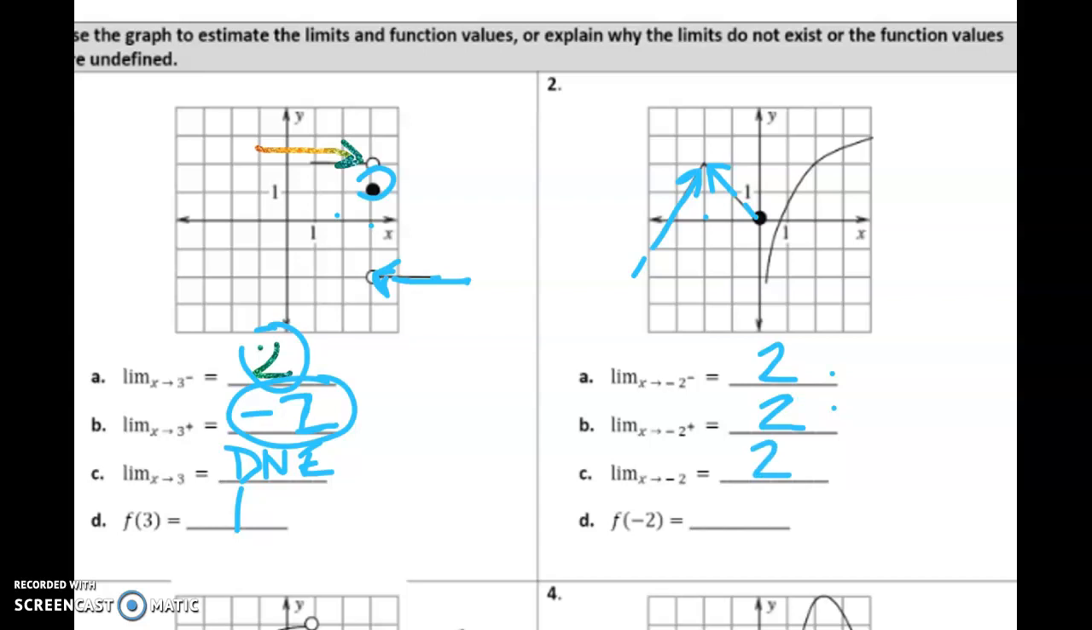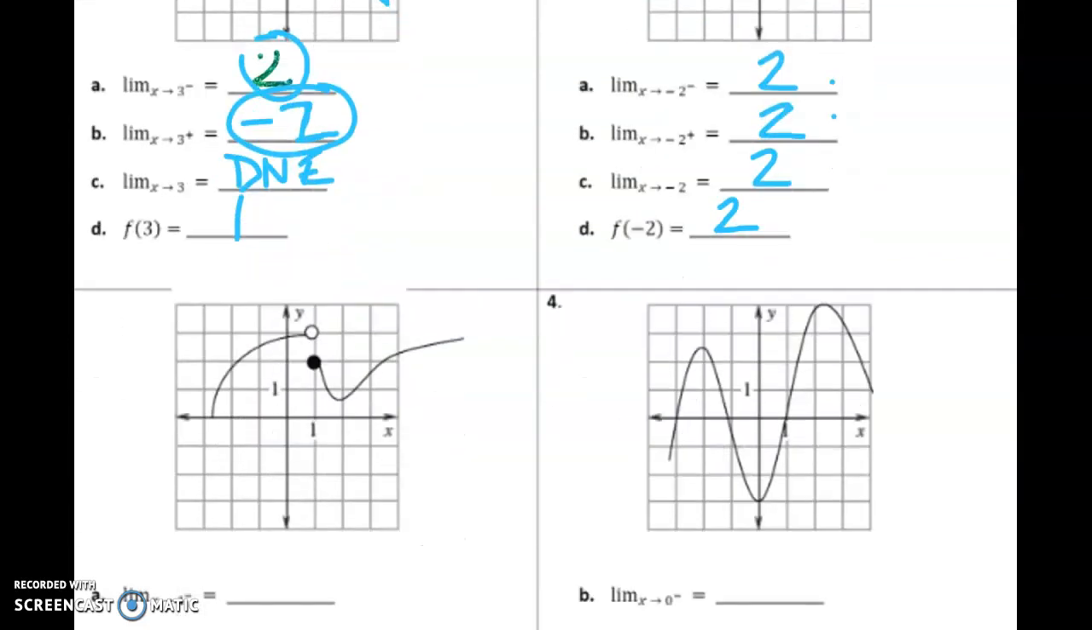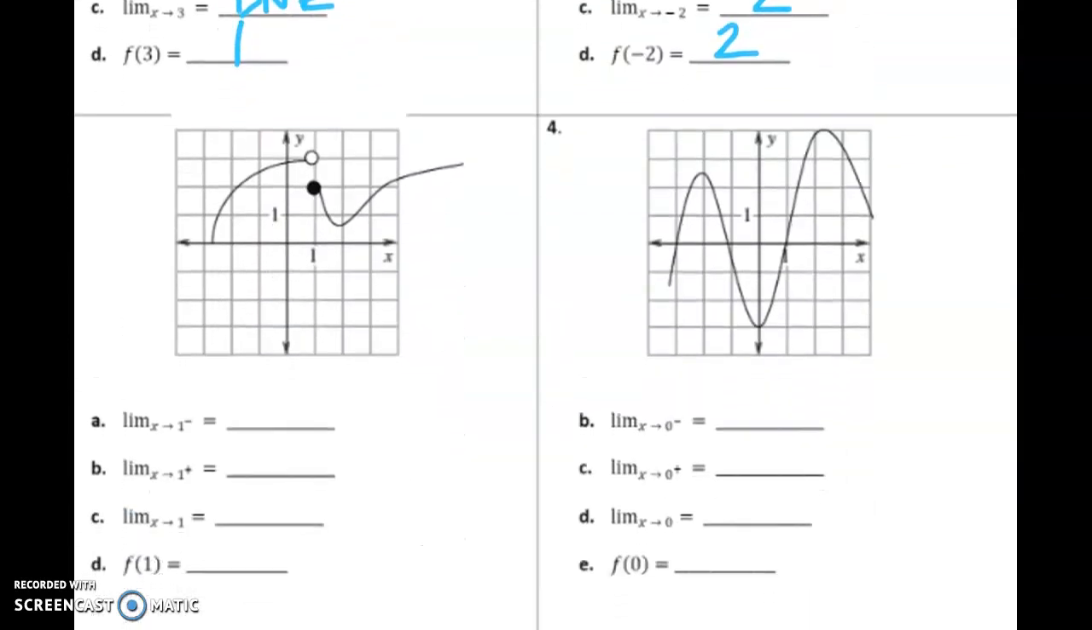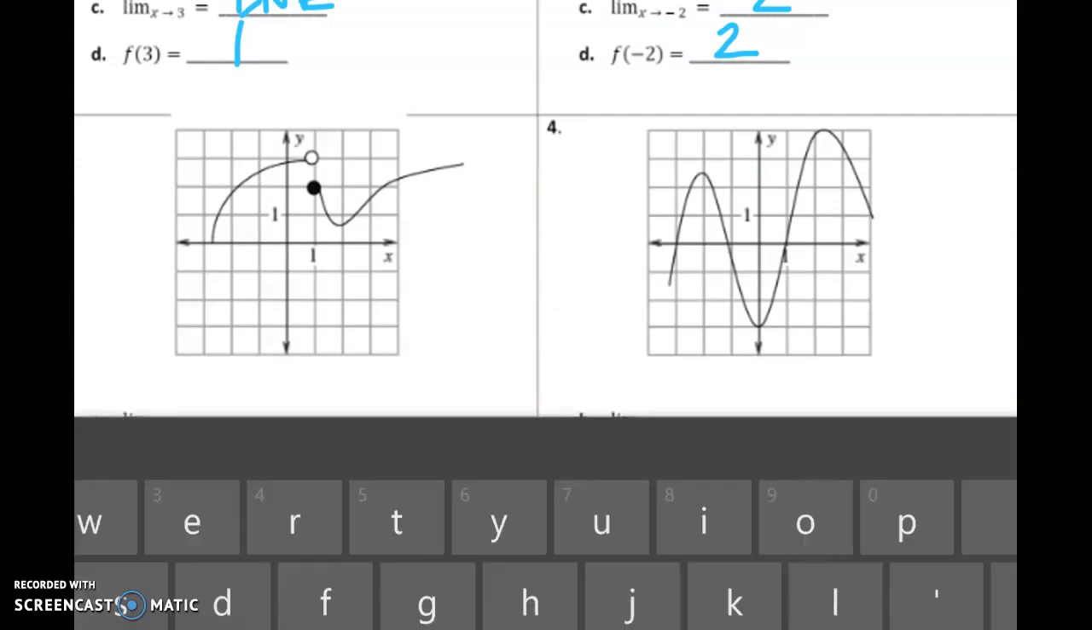Then it asks me, what is the actual value of the function at x equals -2? Well, I have a solid dot there, so that also equals 2. Here's a case where all four of these things are equal to the same thing. Let's move this up and look at examples 3 and 4. See if I can move this over a little bit too.